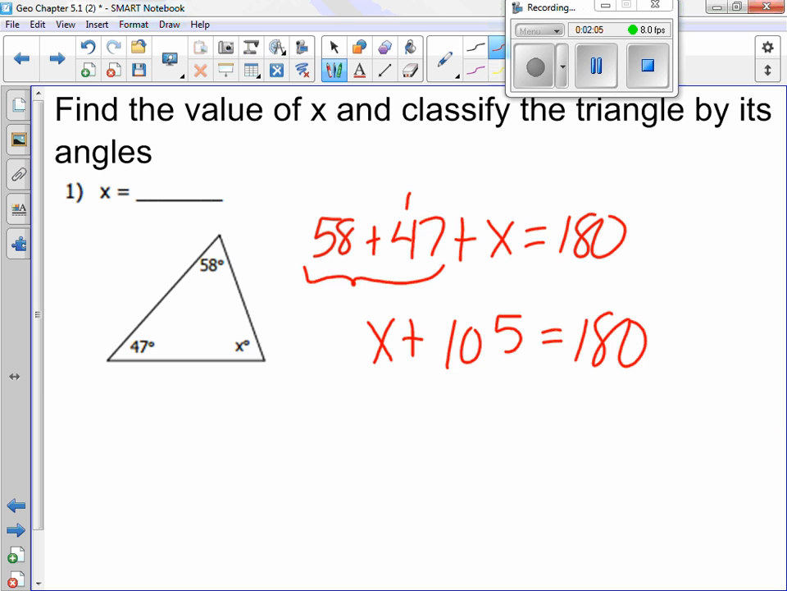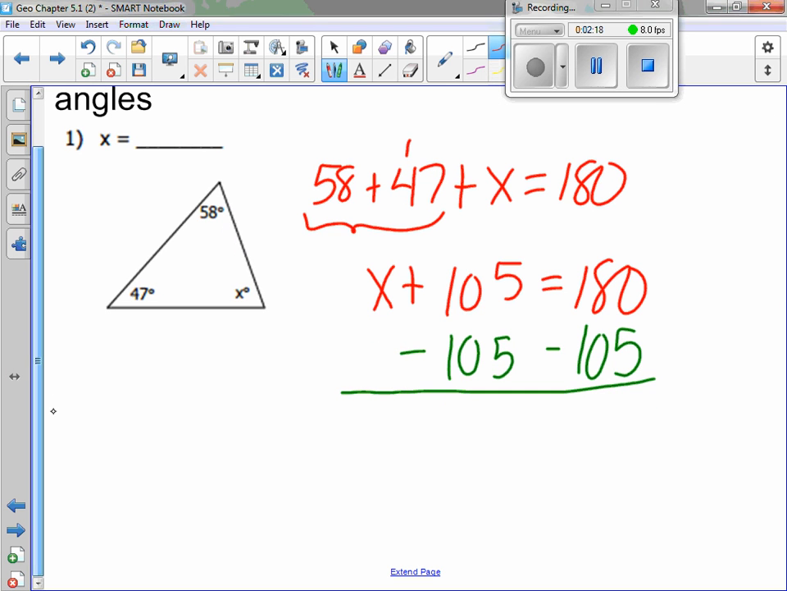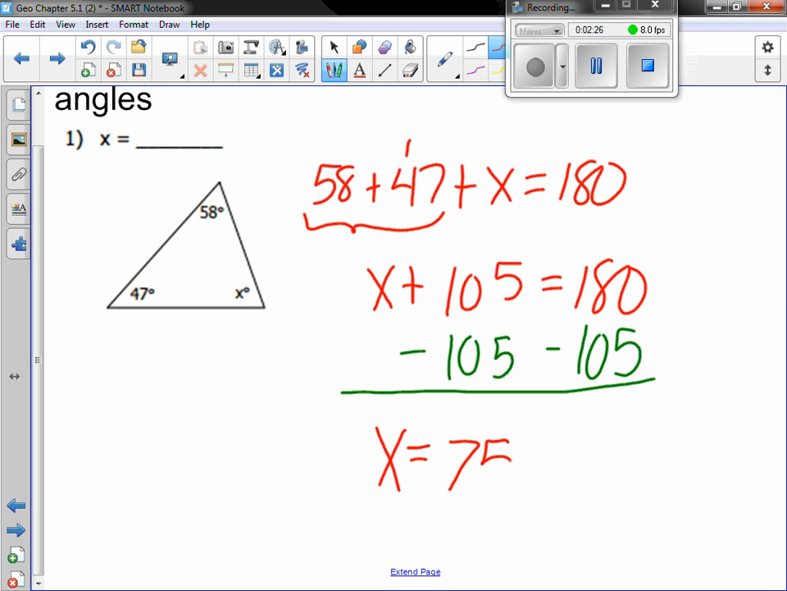So now what do we need to do to solve for the value of x? We need to subtract 105 from both sides. And when we subtract 105 from both sides, we get that x is equal to 75 degrees. So the value of x is 75. Now, how would we classify this triangle based off its angles?